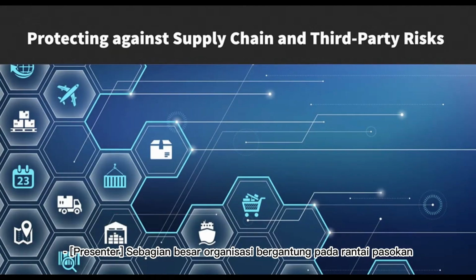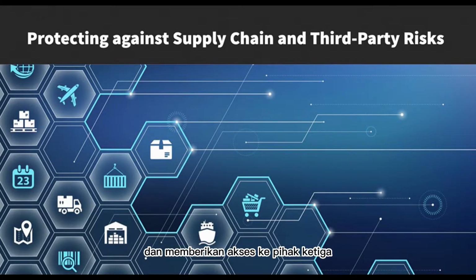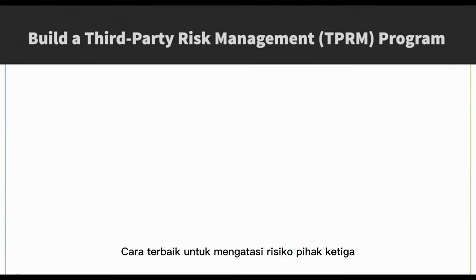Most organizations rely on supply chains and grant access to third parties in order to provide their goods or services. But this supply chain reliance and third-party access can create a large attack surface that needs to be protected. Let's look at steps you can take to protect your organization against these supply chain and third-party risks. The best way to address third-party risks is to build a formal third-party risk management program, or TPRM. I'll give you a quick overview of what a TPRM might look like.